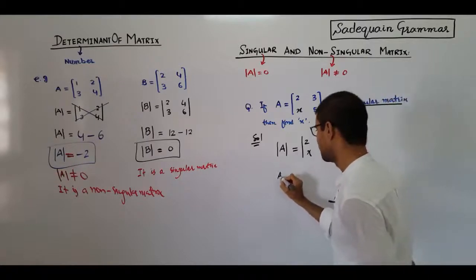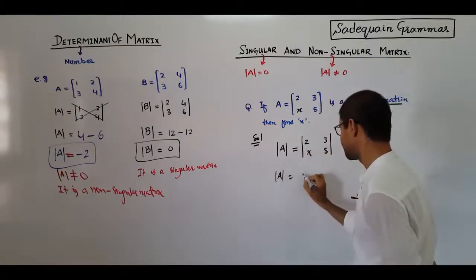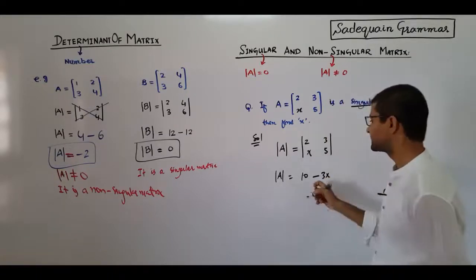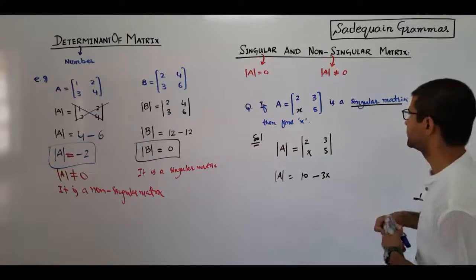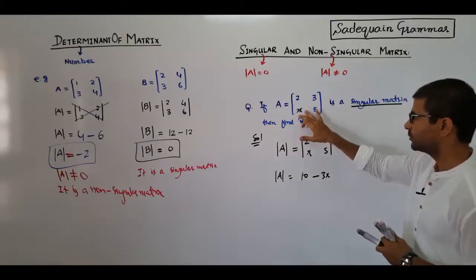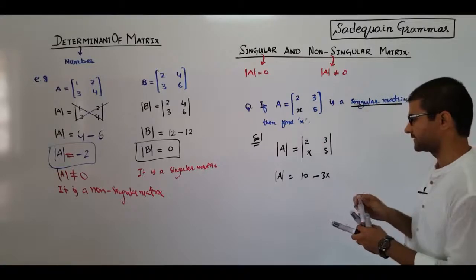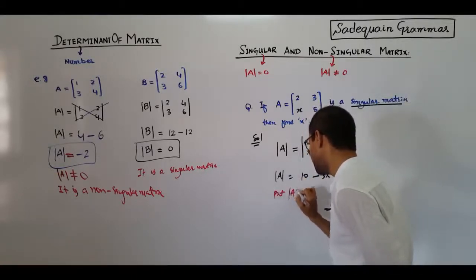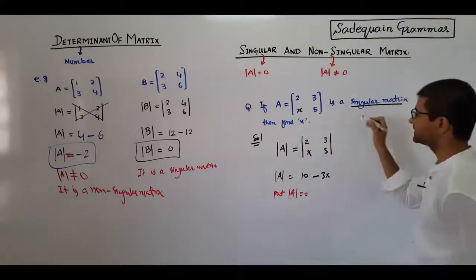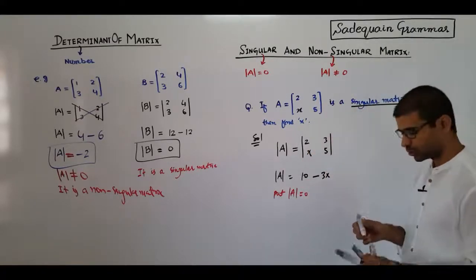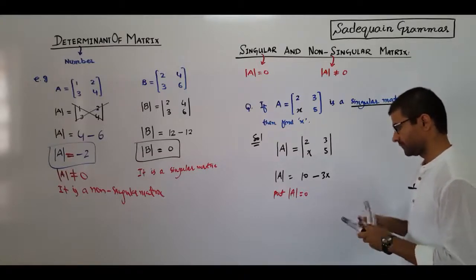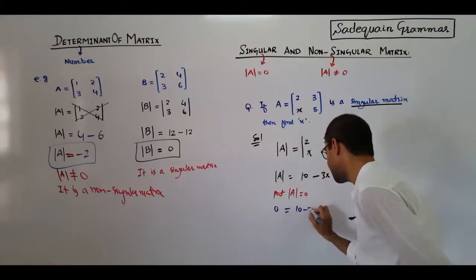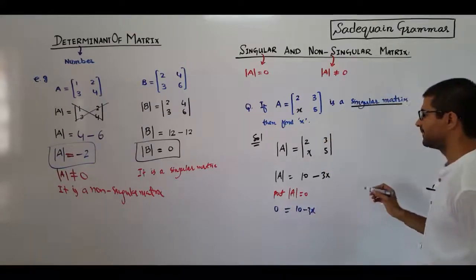Now, 2 fives are 10, x threes are 3x, minus. This is not your answer students, we have to find x. As we have been given, this is a singular matrix, so we can put determinant A equal to 0. Why? This is a singular matrix, so |A| is equal to 0. So 0 equals 10 minus 3x. Now we can simplify.